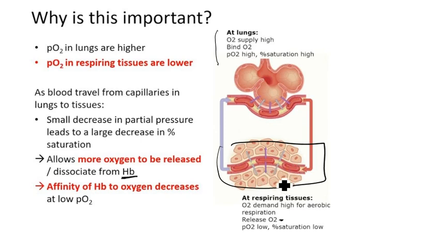Because the respiring tissues have a low concentration of oxygen, they are going to absorb oxygen from the blood. That's one of the reasons more oxygen is released: the differences in the concentration gradients. Also, the affinity of hemoglobin to oxygen decreases. So you can see that when the affinity decreases, it causes the hemoglobin to release oxygen. All right, so that's that.